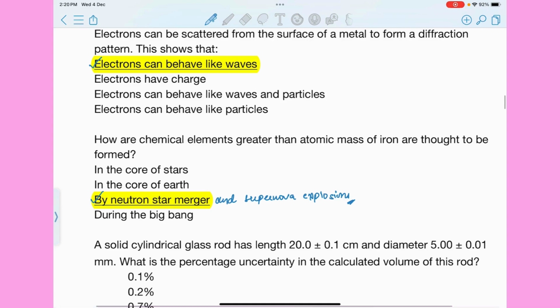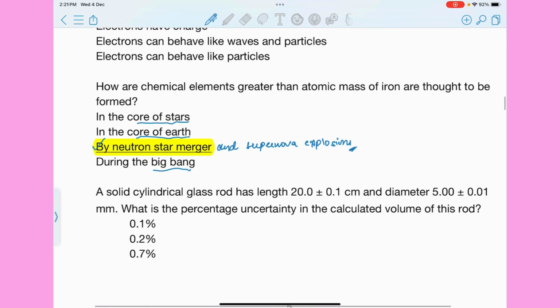We'll check the other options also. The first option says in the core of stars. In the core of stars, the elements formed are up to iron, not beyond that. In the core of Earth, no new elements are formed, only existing elements are concentrated. In the Big Bang, lighter elements like hydrogen, helium and small amounts of lithium and beryllium are formed. Let's move to the next question.